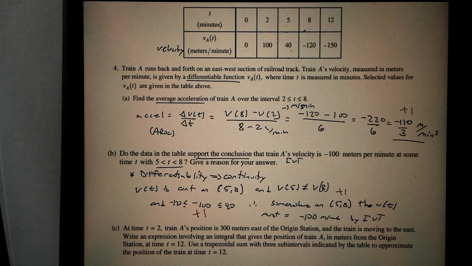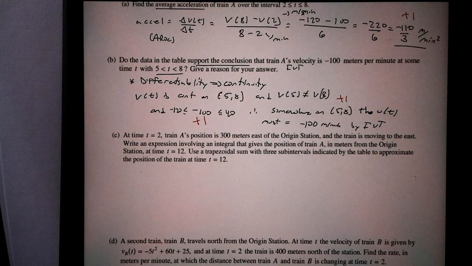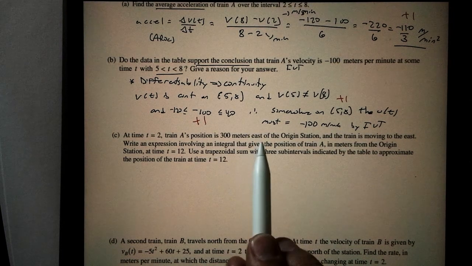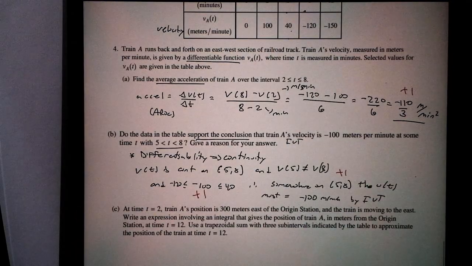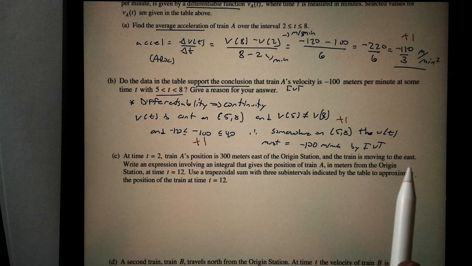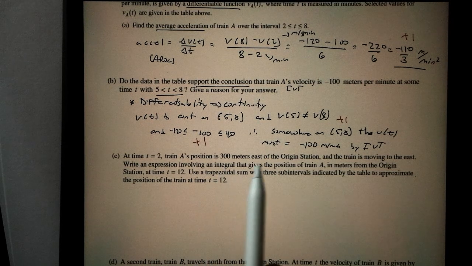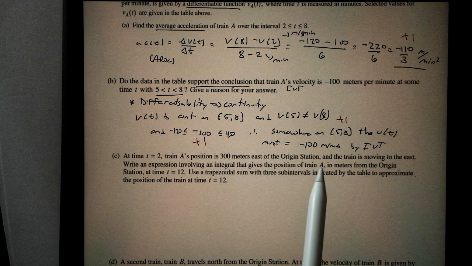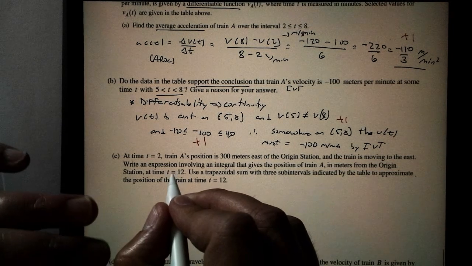All right, part C. At time t equals 2, train A's position is 300 meters east of origin station. So we're to the east of origin station right here, and the train is moving to the east. Write an expression involving an integral that gives the position of train A in meters from origin station at t equals 12. Okay, this is our FTC statement.